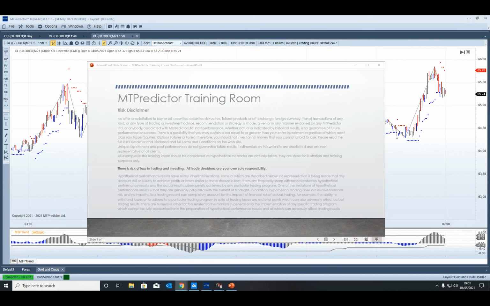Before we start, we have to look at our risk disclaimer and just remind you that all examples in this training room should be considered as hypothetical. No trades are actually taken, they're just shown for illustration and training purposes only. Remind you there's a risk of loss in trading and investing. Put another way, all professional traders know and understand, but more importantly, accept that losses can and do unfold no matter what trading approach you take. There always will be losing trades.